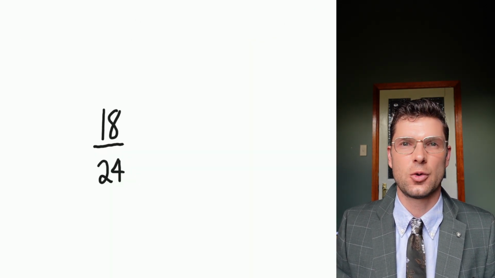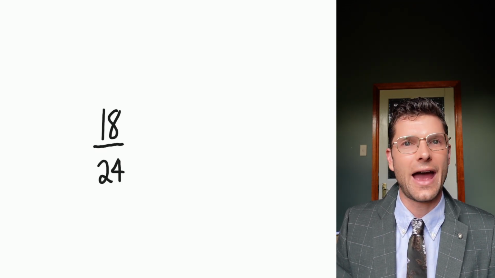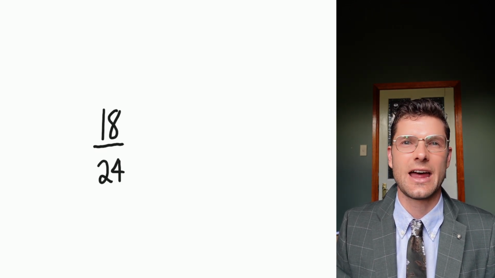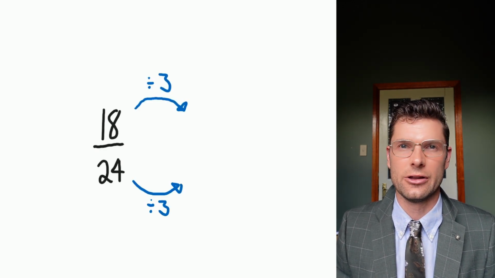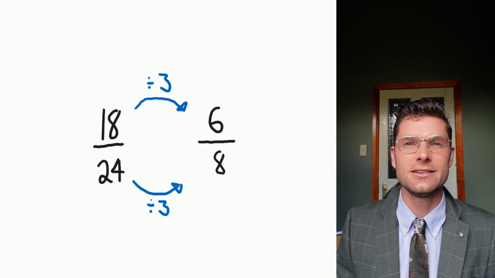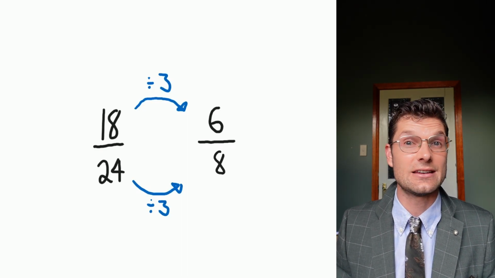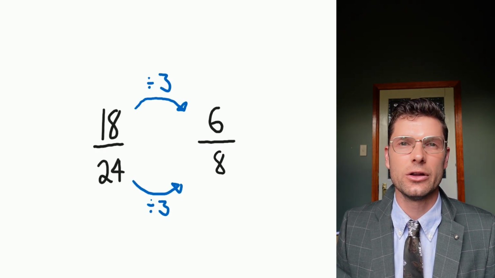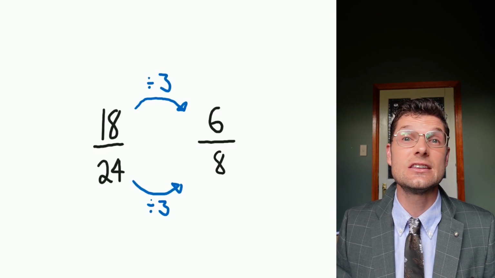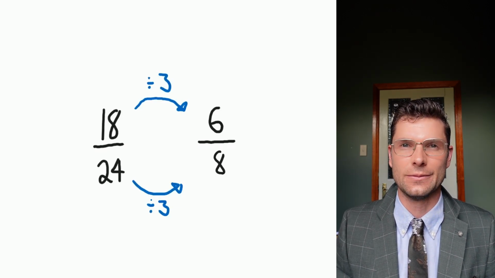I've got 18 over 24, and I might go, 18 and 24 are both in the 3 times tables. I'm going to divide both of these by 3 to make a smaller equivalent fraction. So if I divide both of these by 3, I'm going to get 6 over 8. This is the same fraction. They're saying the exact same thing, but 6 over 8 isn't actually the smallest fraction that this could be. So this is not a fully simplified fraction.